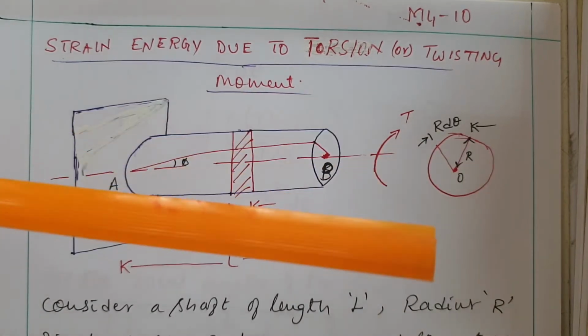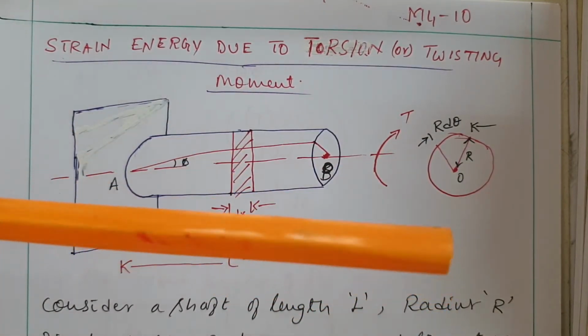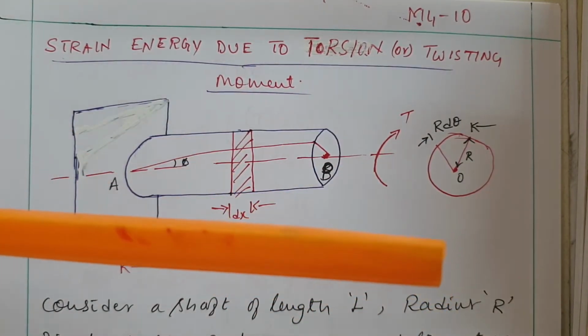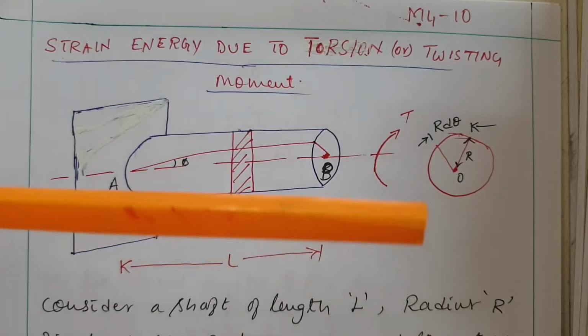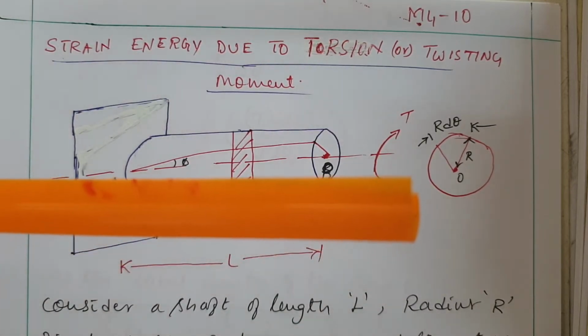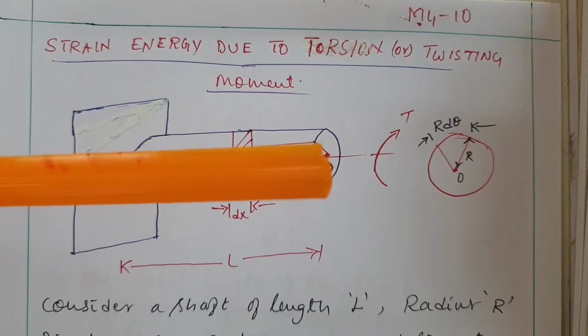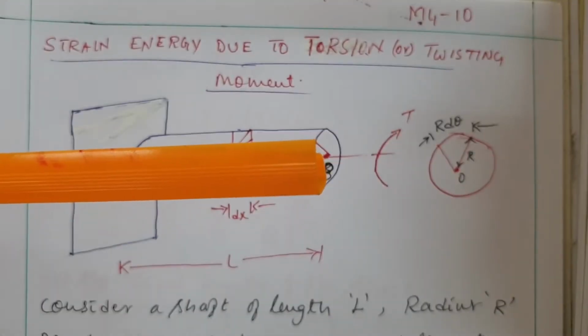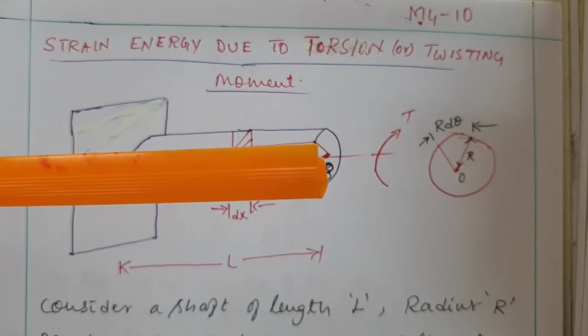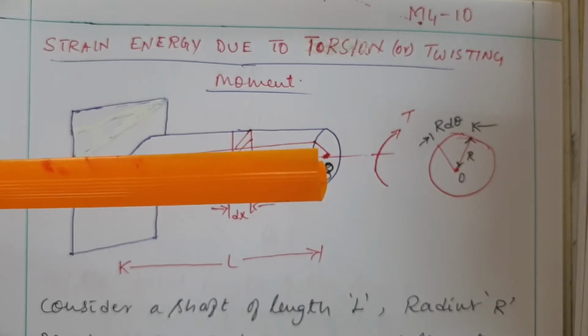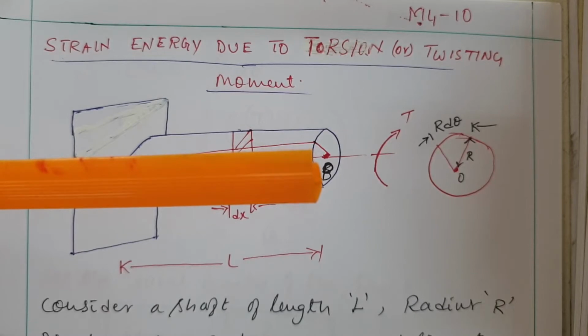Imagine this is a shaft, which is fixed at one end, and the shaft length I am considering as L. Imagine it looks like this. That fixed end I am considering as A, and the free end I am considering as B.